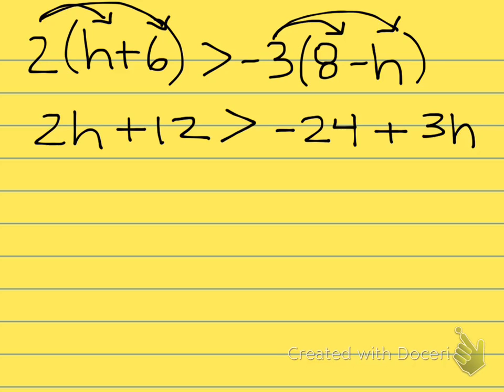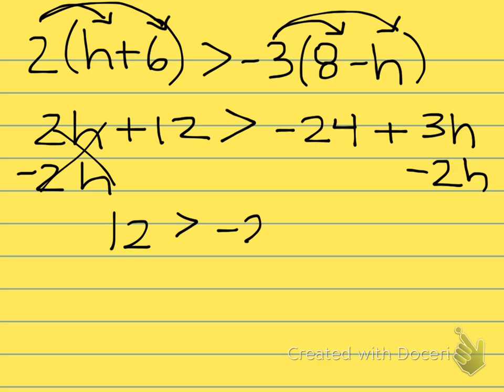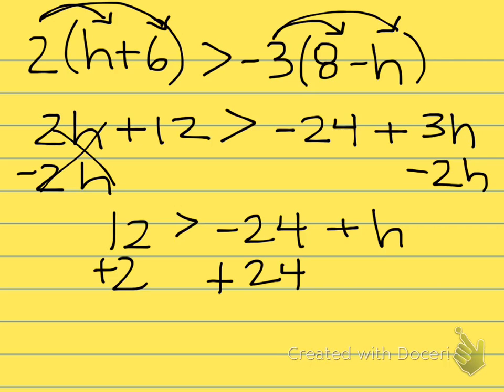so it would be positive 3h. Now we need to combine the like terms, so I'm going to bring the h's together. And that would be 1h, or I can just write it as h. And now I need to bring the numbers together. So I'm left with 36 is greater than h, and I would read that as h is less than 36.